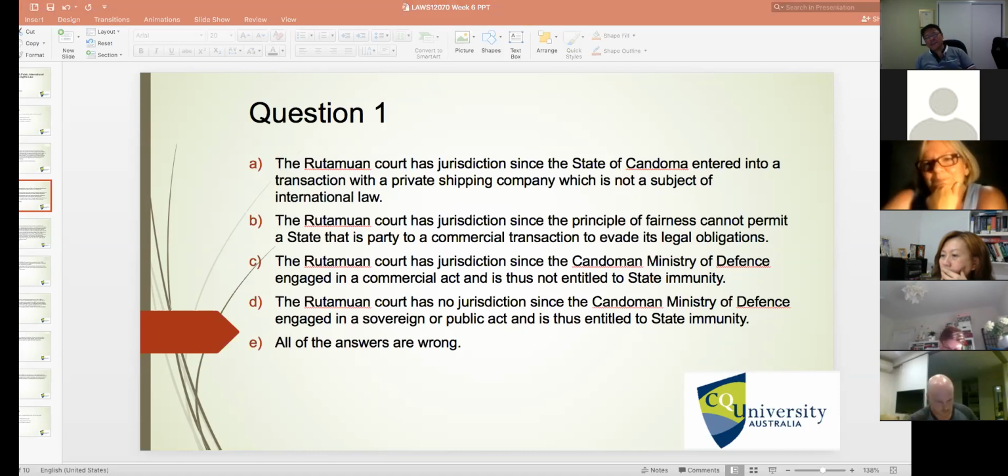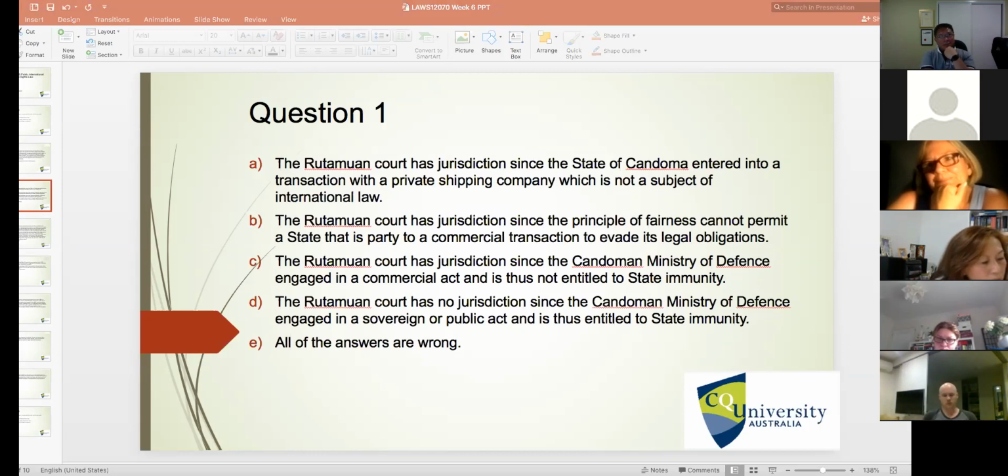Well, let's just use another example. What if it's the Ministry of Health of a particular state, and that Ministry of Health ordered containers of particular medicines and then decided not to pay for those medicines? Would that be a commercial act, or would that be considered a sovereign or public act? Because the medicines in that case would obviously be for the public, for its citizens. Would that be a commercial or a sovereign or public act? I think that would be a commercial act.